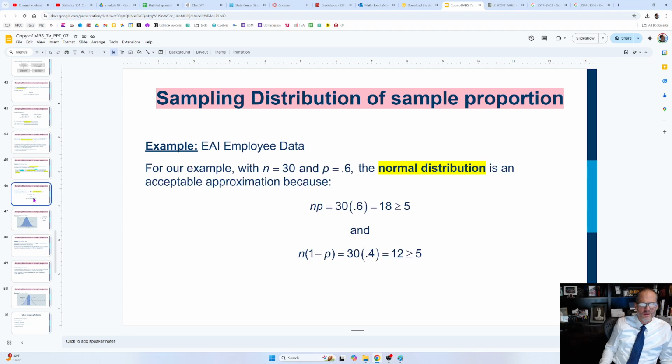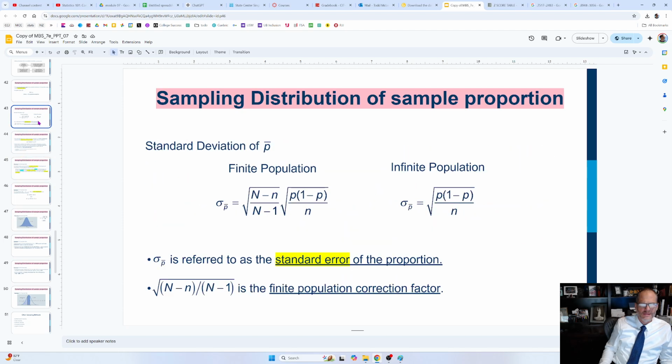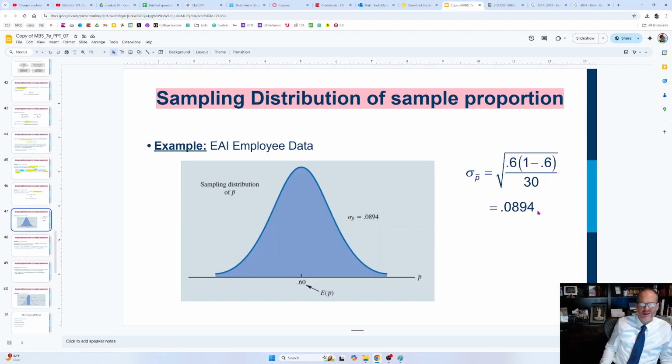So the formula for calculating the standard error of the proportion, which is the standard deviation of the sample proportion, is this. We can calculate that right here and we get that standard error, and that standard error is this value, notated right there. And here's our expected value of the sample proportion right there.